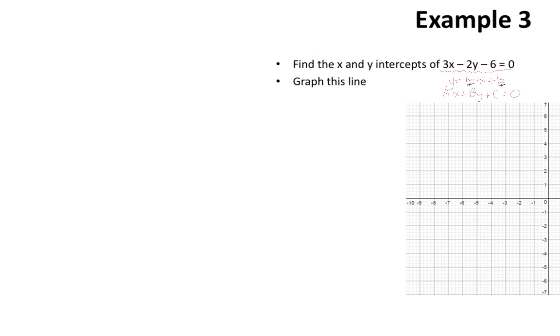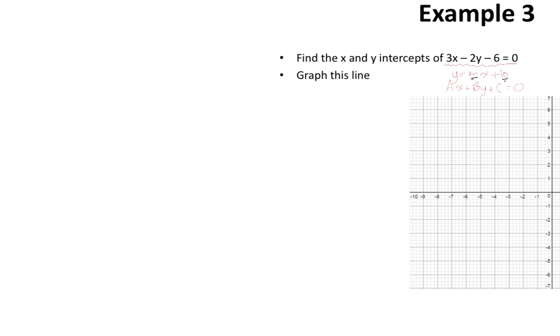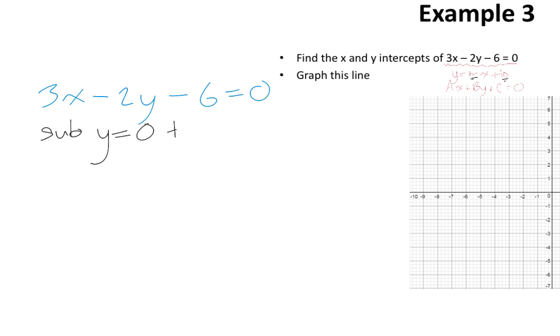In our very first step, let's rewrite this equation. So I'm going to rewrite 3x minus 2y minus 6 equals 0. I'm going to write some instructions below it. Sub y equals 0 to find x-intercept. I'm using the information that you figured out in the previous slide.